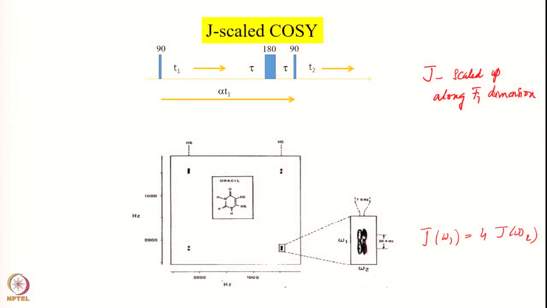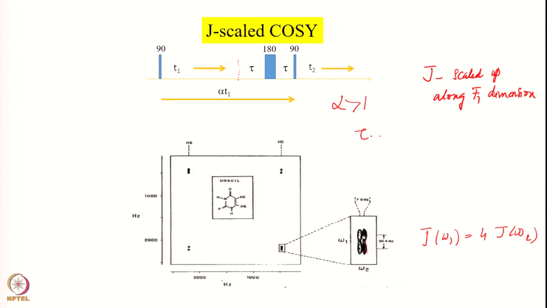The normal thing is you have a COSY experiment where you have 2 pulses, 90 T1 90. But now what you do is after the 90, you wait for a certain time T1, up till here. This is your T1 period. You introduce additional delays, a tau 180 tau sequence, like a spin echo sequence, in such a way that the total time between the two 90 degree pulses is alpha times T1, and here alpha is greater than 1. So the coupling constant is evolving during the period alpha times T1, whereas the chemical shift is evolving only for the T1 period because the tau 180 tau refocuses chemical shift.